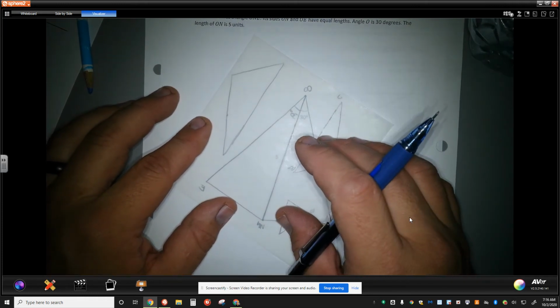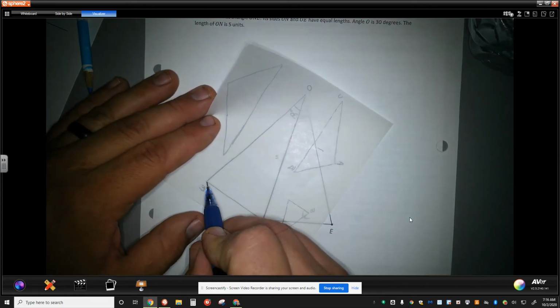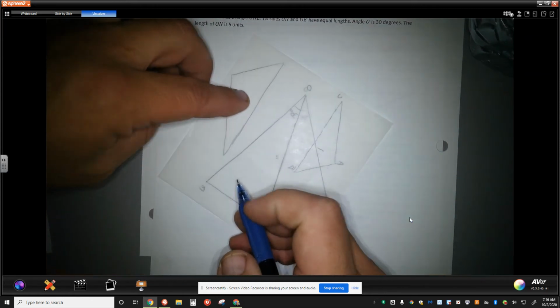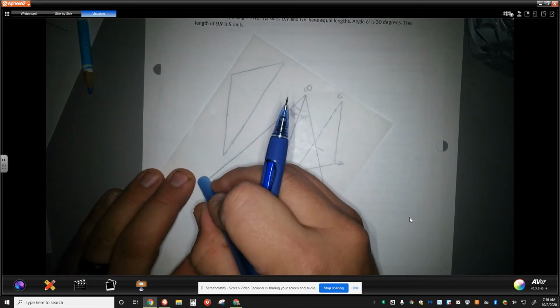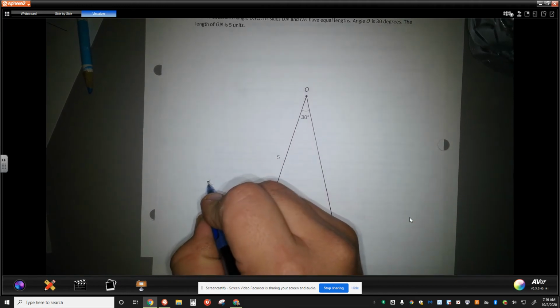It says label the new vertex. So the new vertex is the new point that I'm creating out here. A little trick you can use with patty paper is to transfer that point over to there. Then we're going to go ahead and draw that triangle. And we're going to label that one, as it said, vertex M.